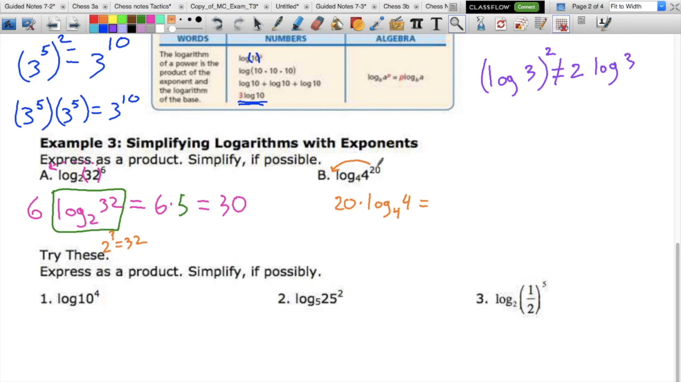So this 20 is on this 4. So the 20 can come out and multiply 20 times log base 4 of 4. Now what is the log base 4 of 4? 1. Very good. So it's going to be 20 times 1.